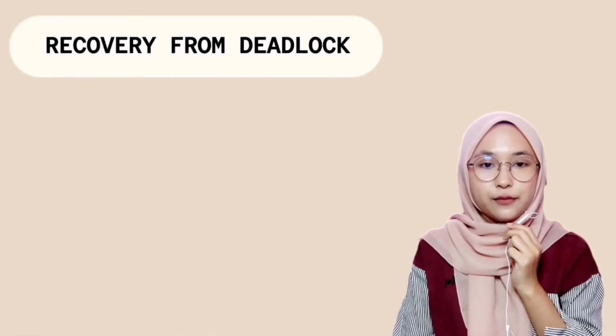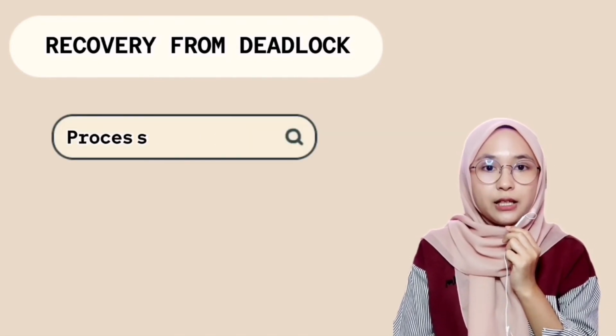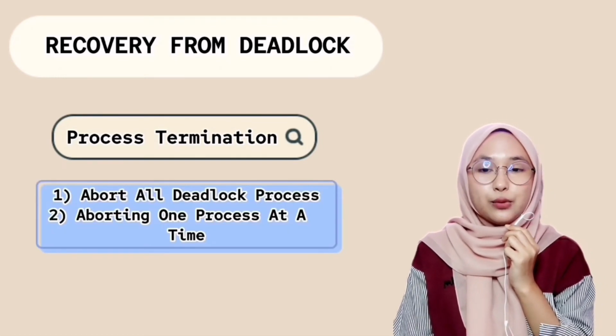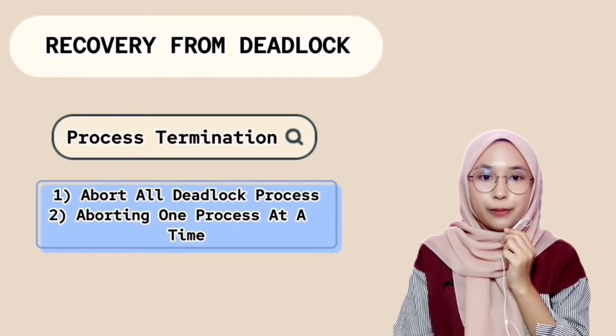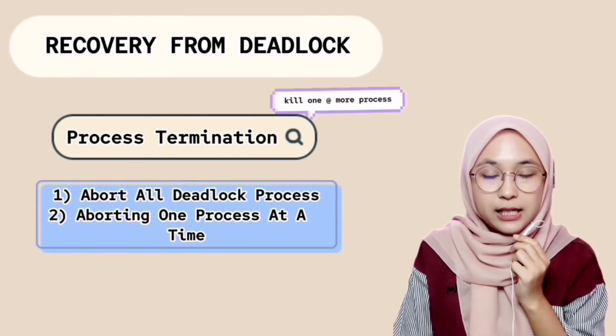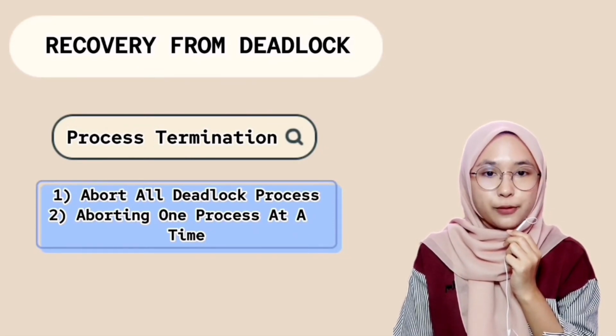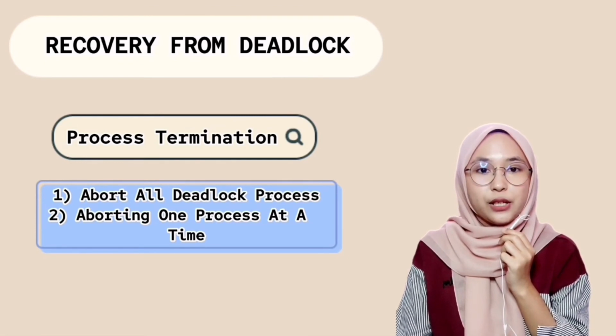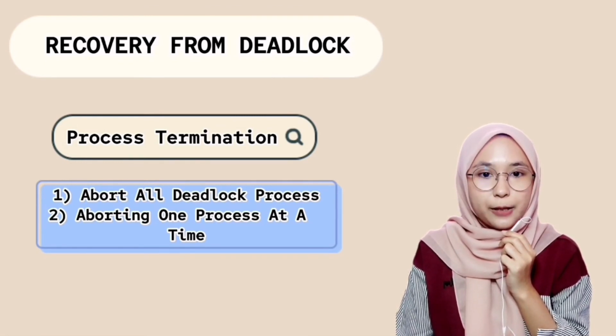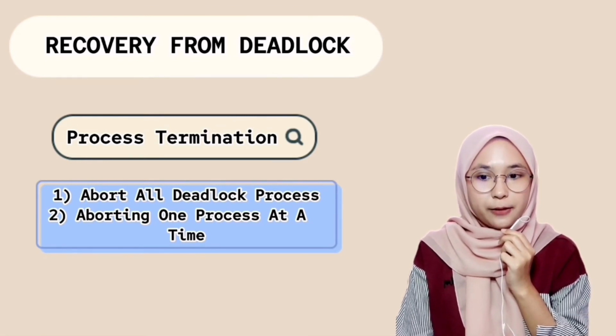It has two approaches, the first is process termination. In process termination, to eliminate the deadlock, we can simply kill one or more processes. It has two methods. The first one is we abort all the deadlocked processes, and the second one is we abort one process at a time until the deadlock is broken.